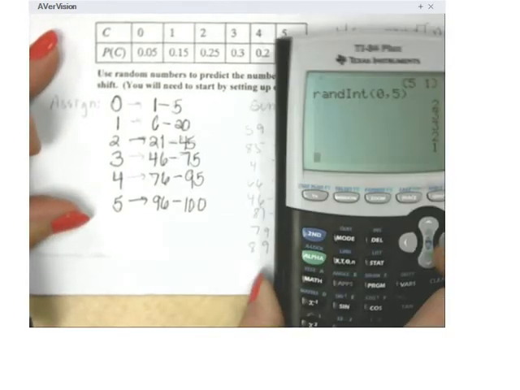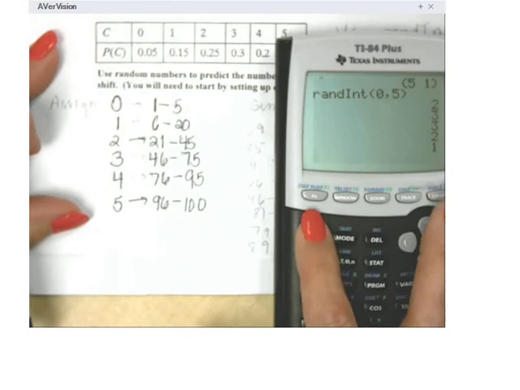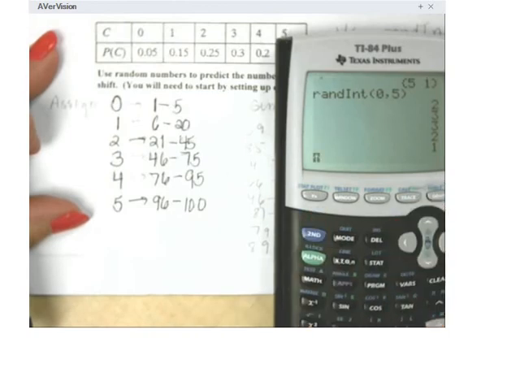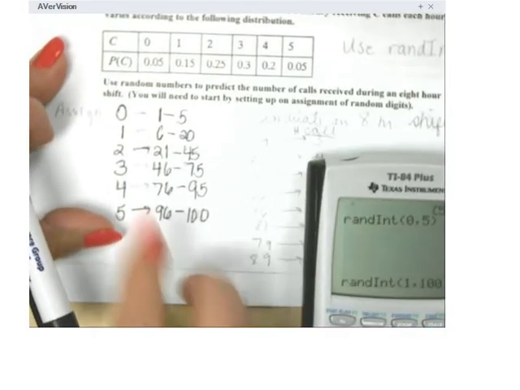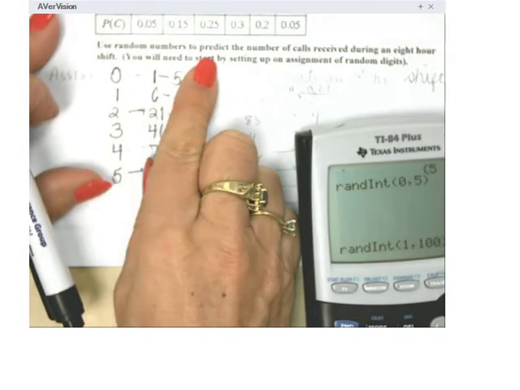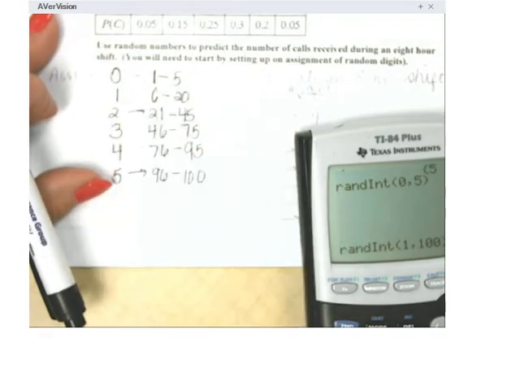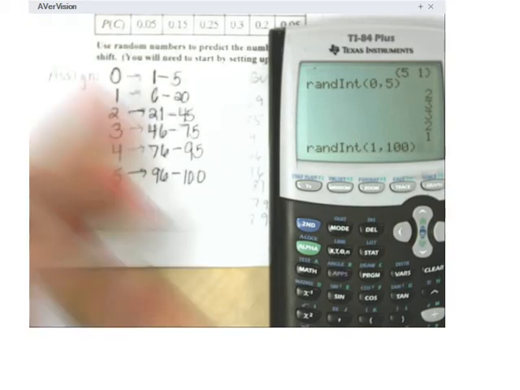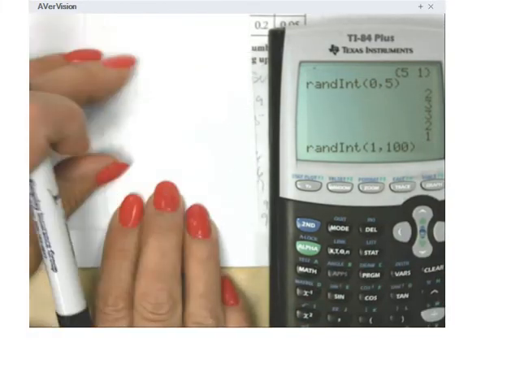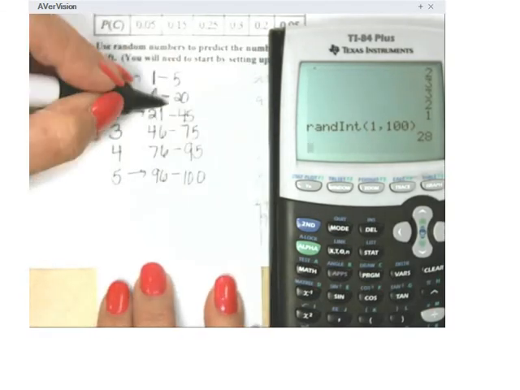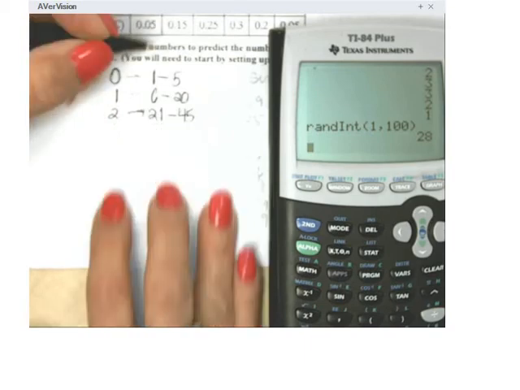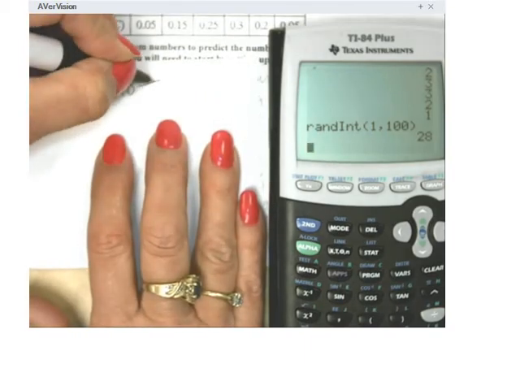So if I did that simulation right here, I'm just going to change the entry, generating 1 to 100. We had to figure out in an 8-hour period how many calls: use the random numbers to predict the number of calls received during an 8-hour shift. All right, so we'll do this one. I'm going to put this on this little sticky note. The first time I just got a 28. Well, I need to look at mine and say, what's a 28? A 28 means 2 people called. So the first time, 2 people called.